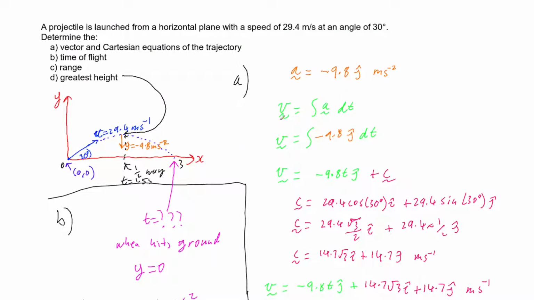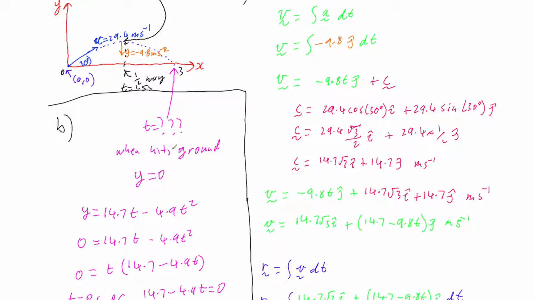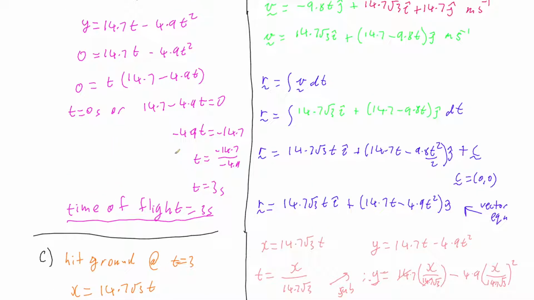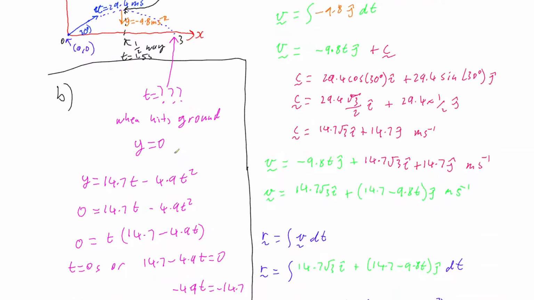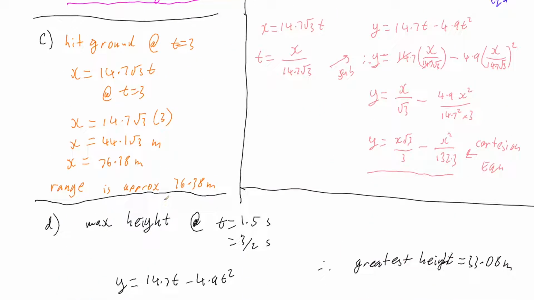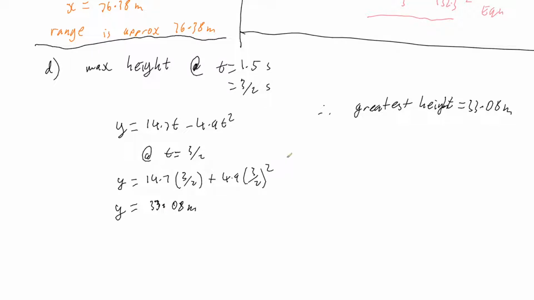Then from that, we can answer questions such as time of flight, range, and greatest height, just by thinking through things like it hits the ground when height equals 0, so we solve for height equals 0, or y equals 0, and we get our time of flight. We can do range using that. We can do height using that as well.